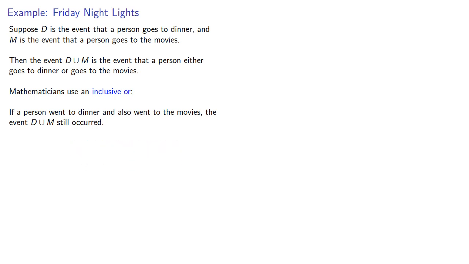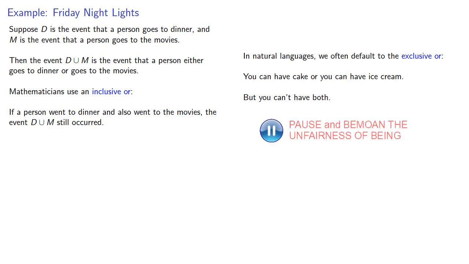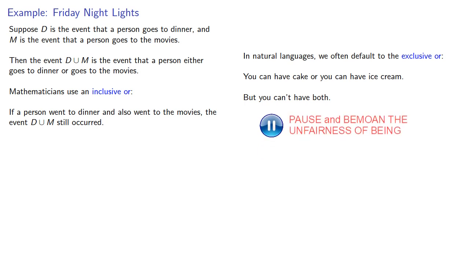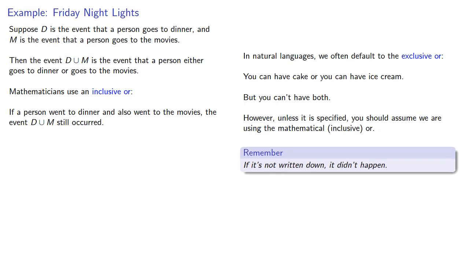This distinction is important because in natural languages we often default to the exclusive OR. You can have cake or you can have ice cream, and it's implied that you can't have both. However, unless it's specified, you should assume we are using the mathematical, the inclusive OR. If it's not written down, it didn't happen.